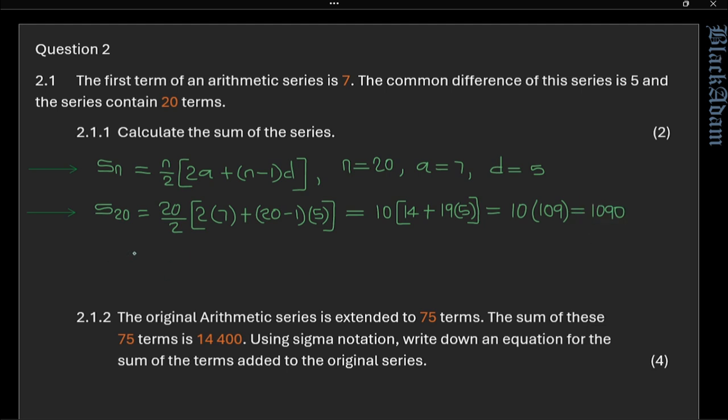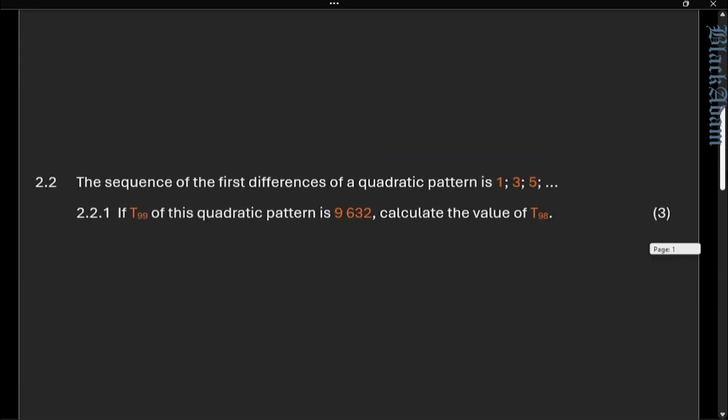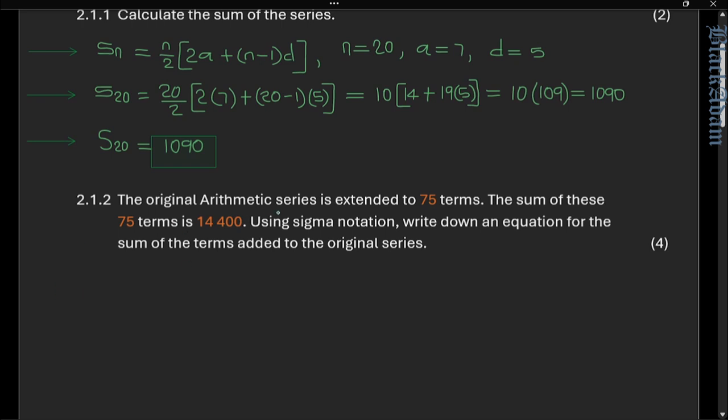That's the sum of 20 terms for question 2.1.1. So the sum of 20 is going to be 1090. And the next question, that's 2.1.2: we have the original arithmetic sequence above, extending to 77 terms, adding to 14,400. Using sigma notation, write an equation for the sum of the terms added to the original. So we need to write that down.